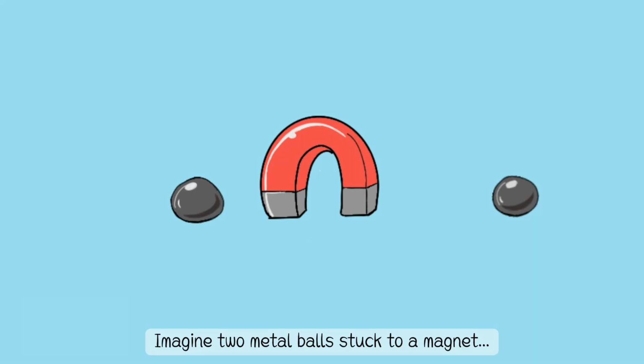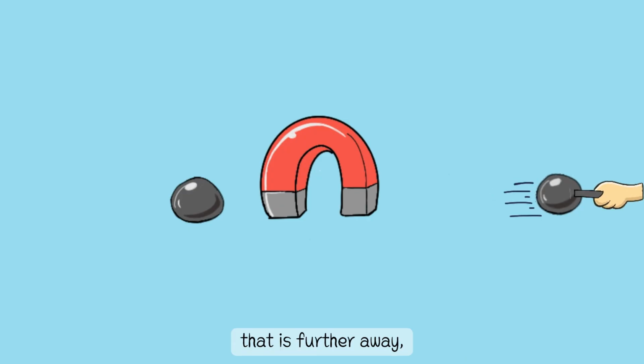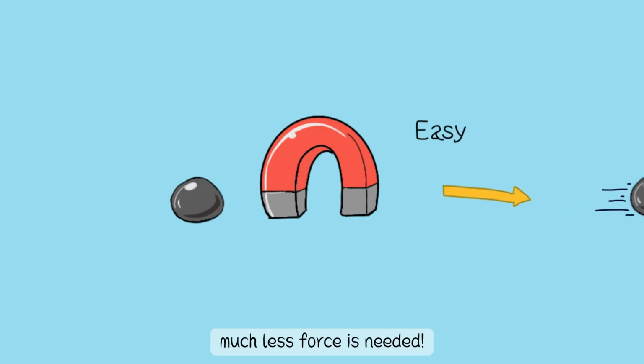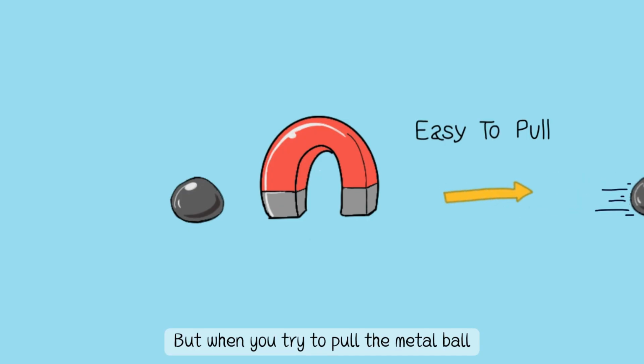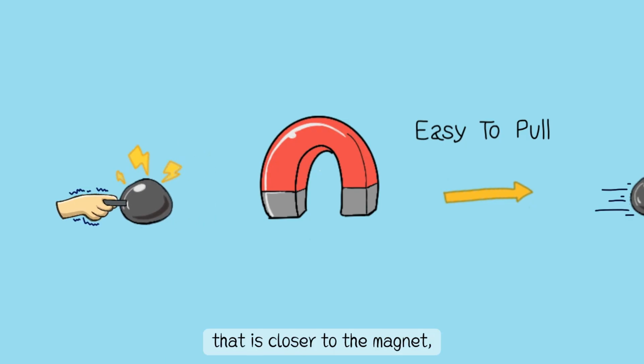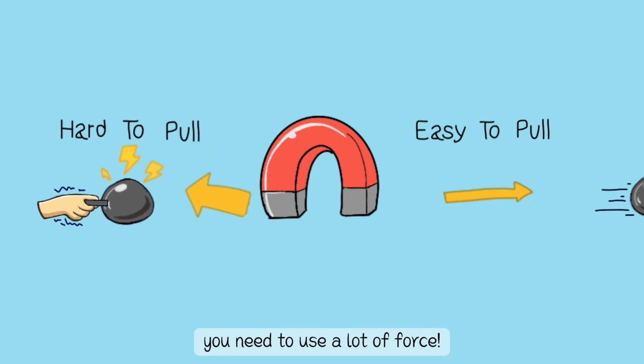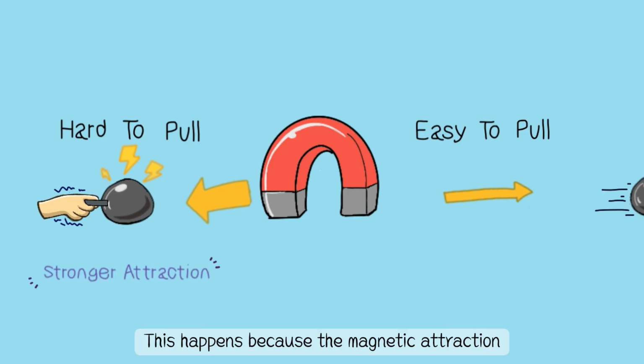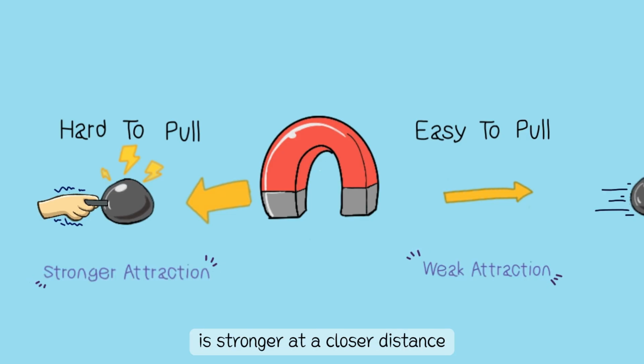Two metal balls stuck to a magnet. One ball is held very close to the magnet, while the other is slightly further away. When you try to pull the metal ball that is further away, much less force is needed. But when you try to pull the metal ball that is closer to the magnet, you need to use a lot of force. This happens because the magnetic attraction is stronger at a closer distance and weaker at a further distance.